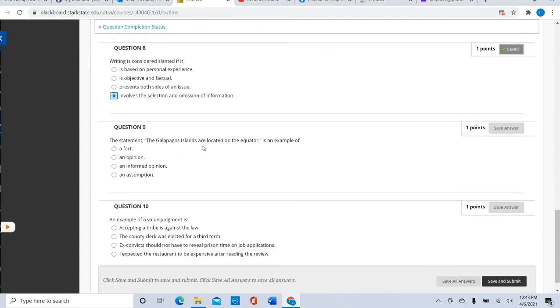Now, number 9, the Galapagos Islands are located on the equator. What is that an example of? Well, we could verify that. We could prove it, which makes it a fact.